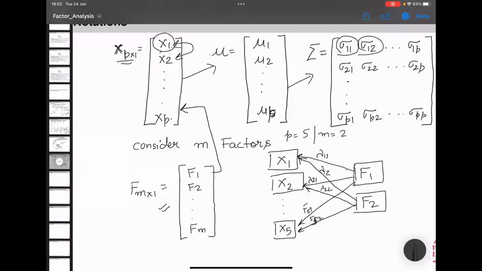Okay, thank you. Now what I'm saying is that this factor F1 is contributing to X1, so it will be represented by lambda 11. And factor F2 is also contributing something to X1, so it will be represented by lambda 12. Similarly for X2, lambda 21, lambda 22, and similarly for X5, lambda 51 and lambda 52. So it will be something like this.